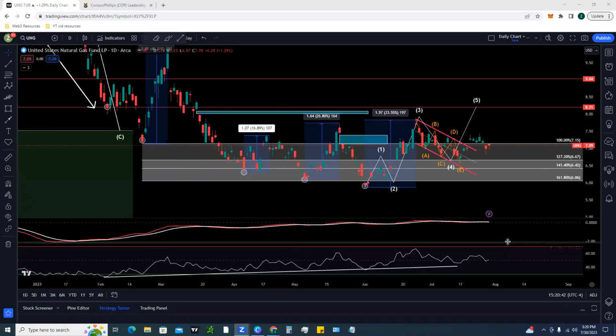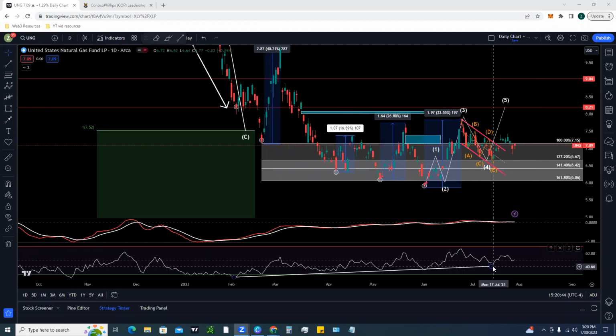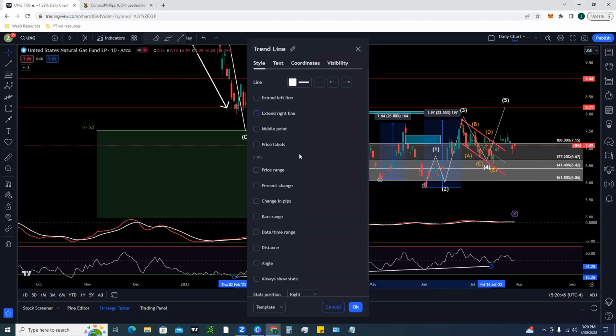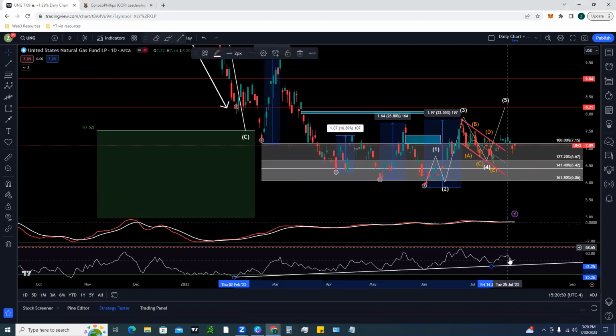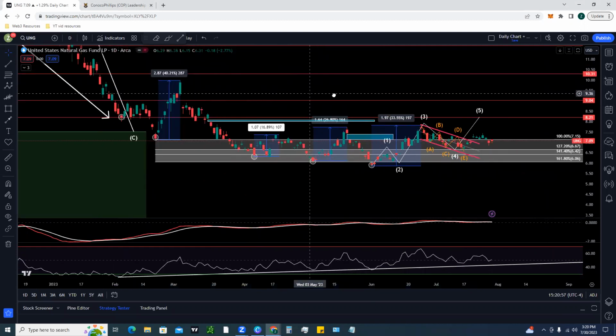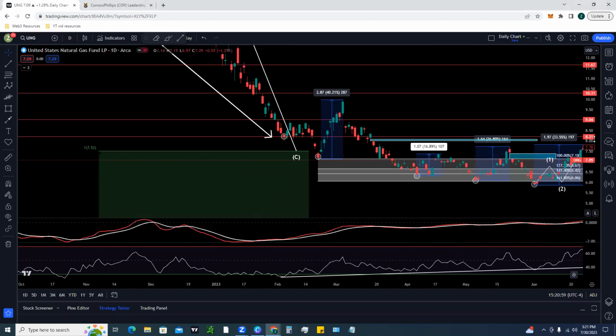If we were to look at our RSI here and just extend this over a little bit, let's go ahead and hit the extend to the right. Okay, you can see we're very close to that initial bullish divergence trend line. Again, these bullish divergences have provided really good opportunities for short-term trades.